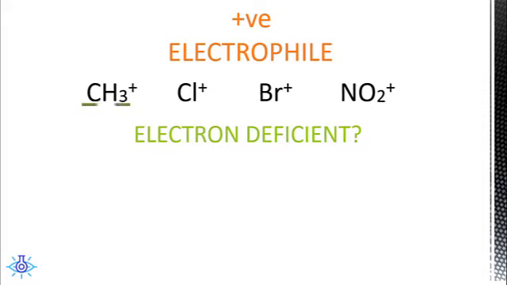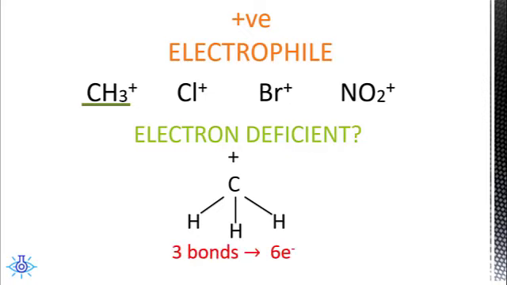Now let us take CH3+ as an example. Now CH3+ is methyl cation. This can be expanded and written in this way. So look at this CH3+. The carbon in CH3+ has 3 bonds. We know that a bond is made up of 2 electrons.